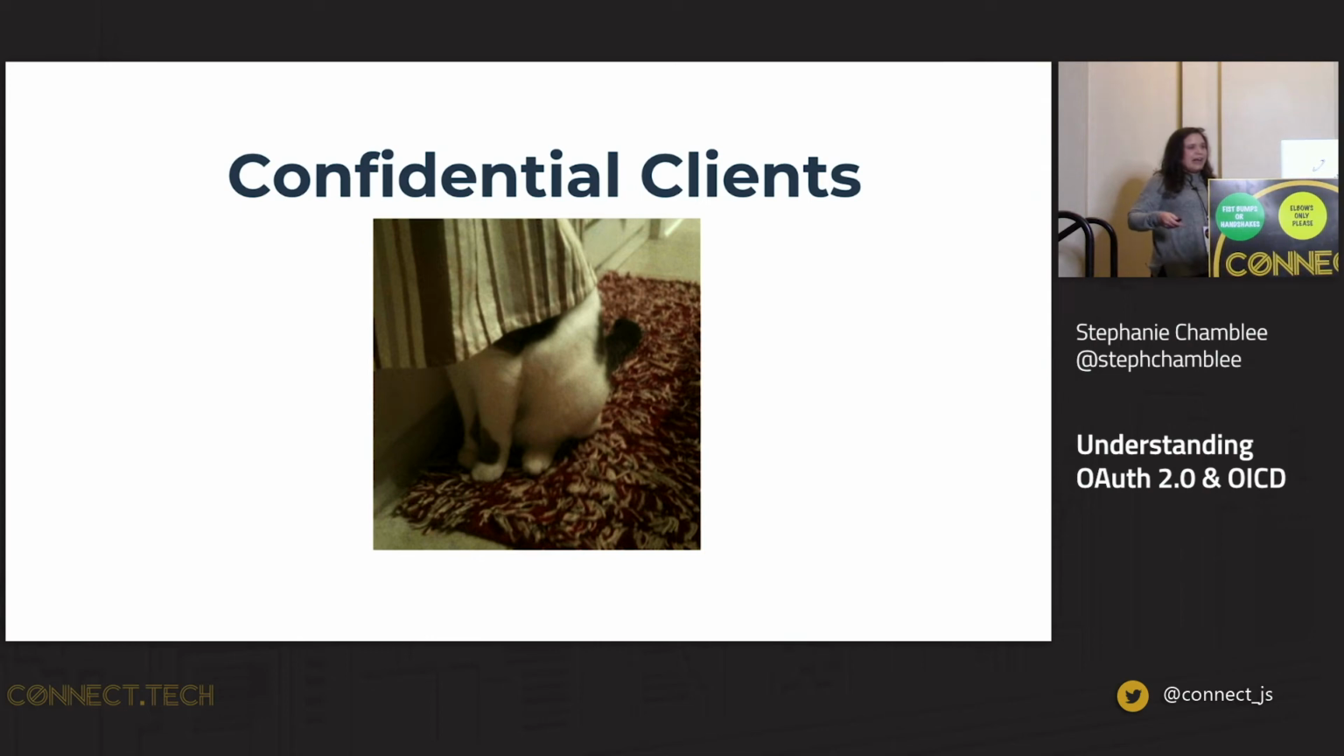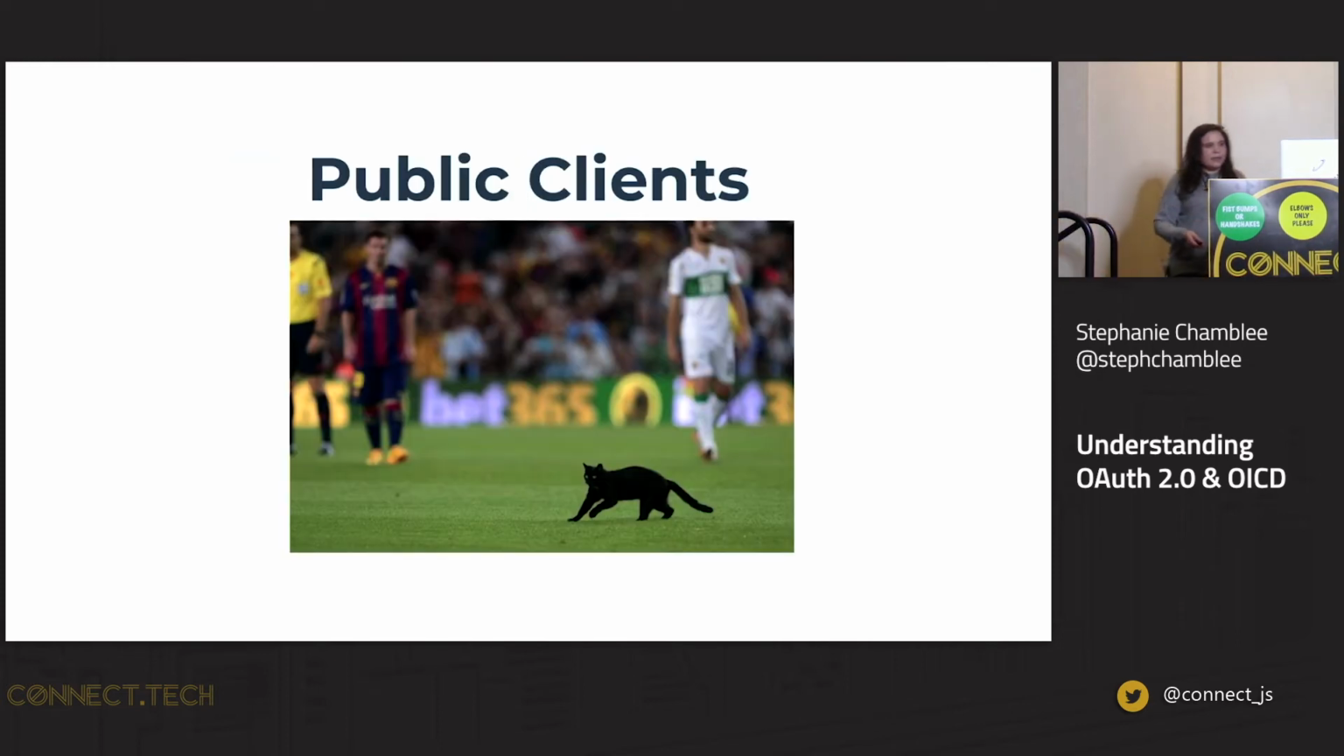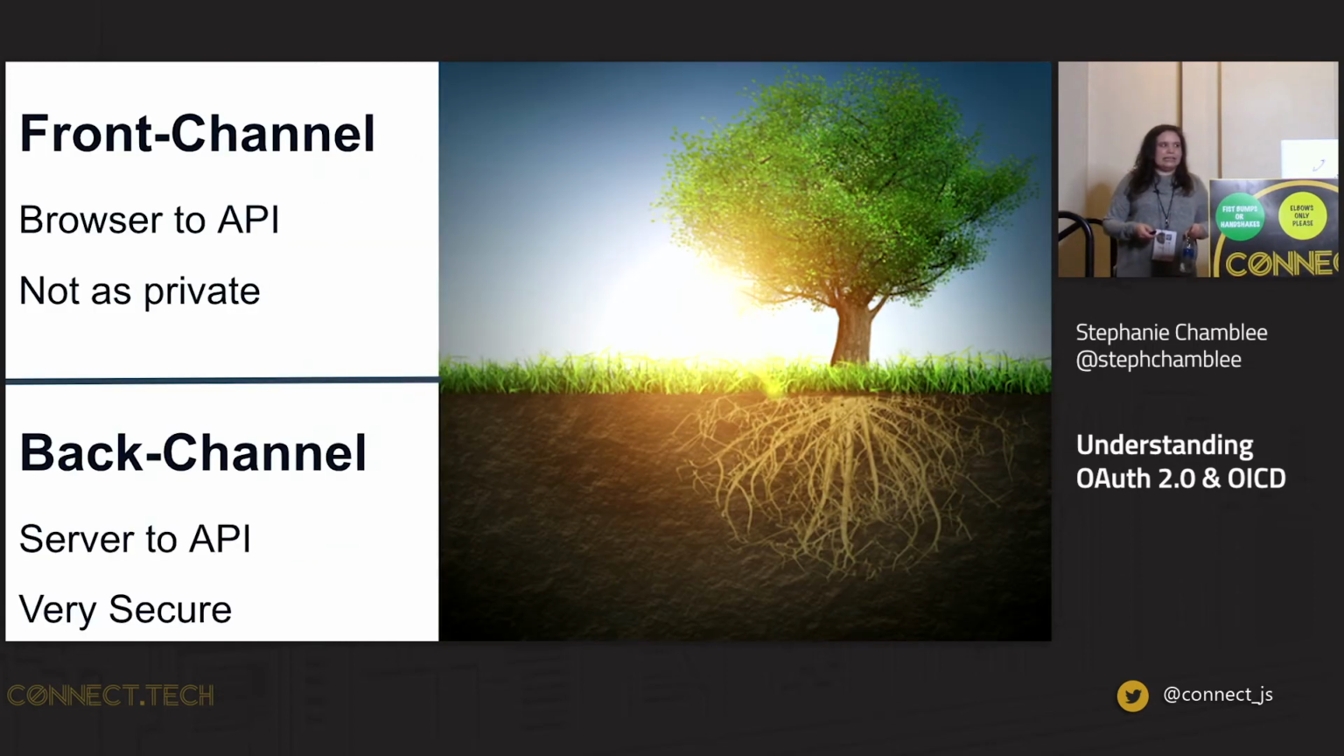So confidential clients have a back-end server and a secure way to store the client secret. Public clients, on the other hand, don't have a way of storing a secret. An example would be a single page application or a native application. There's no safe place to keep the secret because anyone can inspect the page or hack the app in order to obtain that secret. Another important thing to consider is whether a browser is involved.